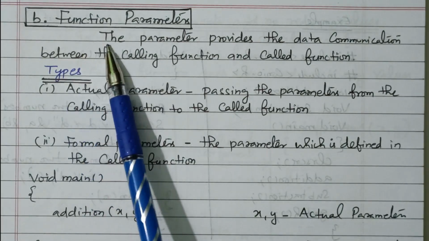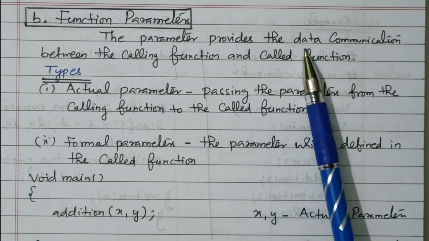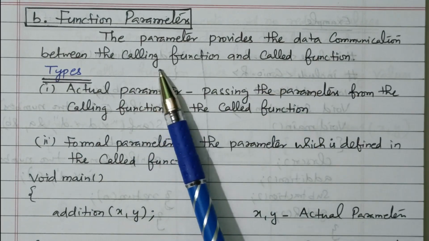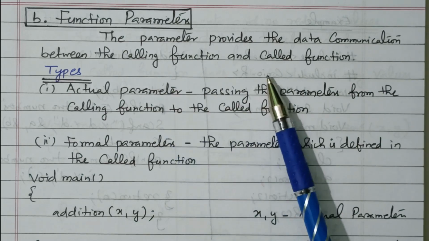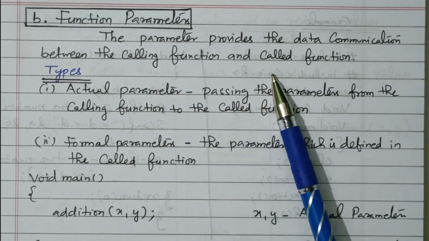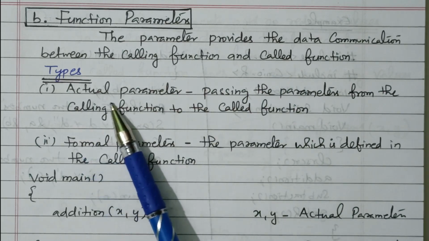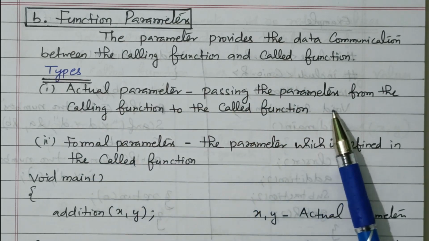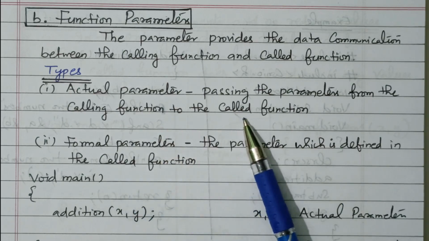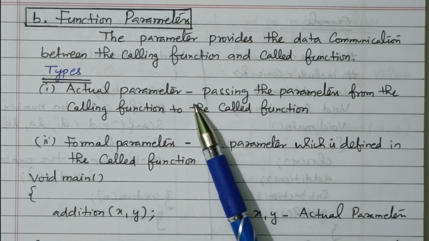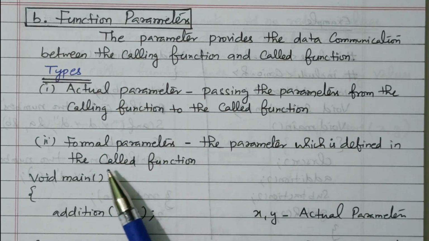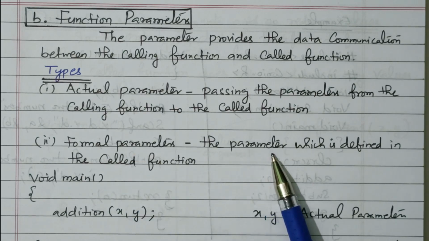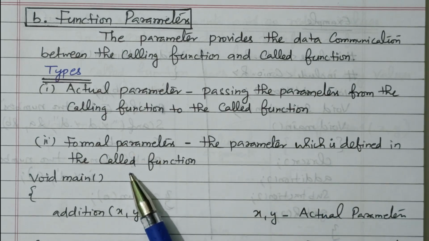So we will see function parameters. The parameters provide the data communication between the calling function and the called function. The calling function is available in the main program. The called function is the function available outside. There are two types. Actual parameter: passing parameters from the calling function to the called function, that is, in the main program. The parameters we pass in the main program are called actual parameters. Formal parameter: the parameter which is defined in the called function. Called function means it is a subprogram, a function program.